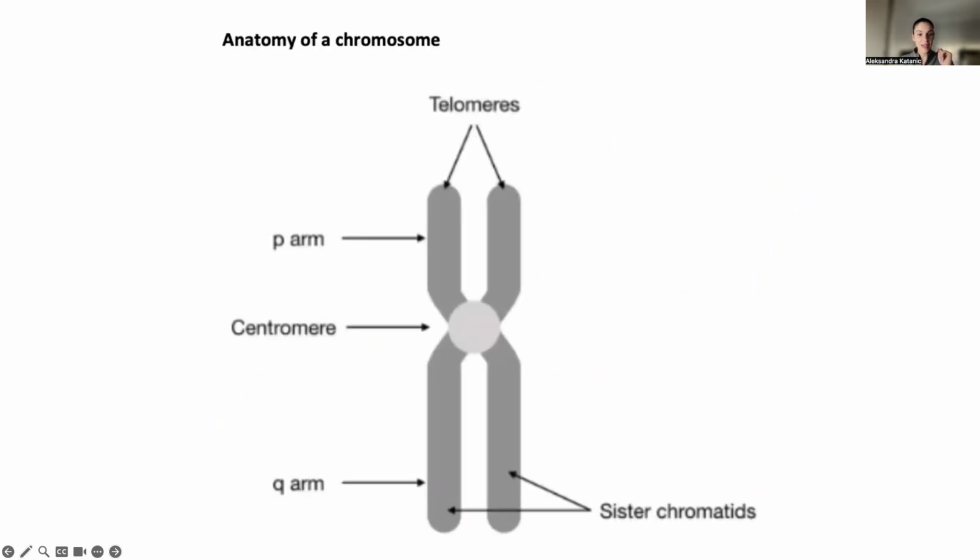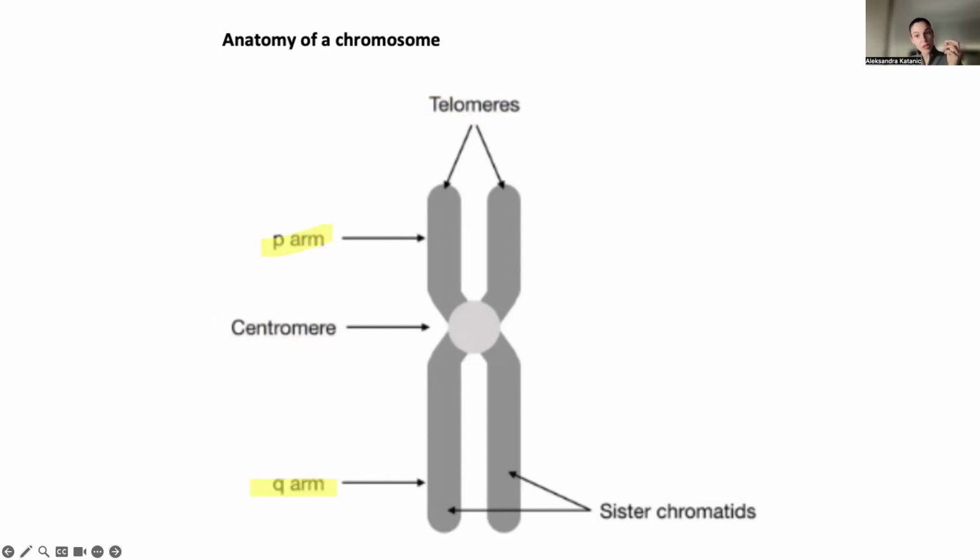This is what it looks like, and you want to be able to annotate each of these features. I'll go through each one, and then at the end, see if you can recognize them yourself. The telomeres are the protective caps at the ends of each arm made of repetitive DNA, which help maintain chromosome stability. And then we've got the arms.